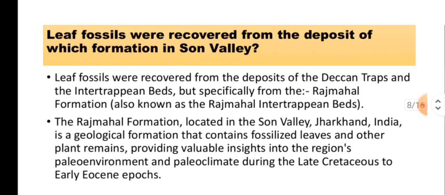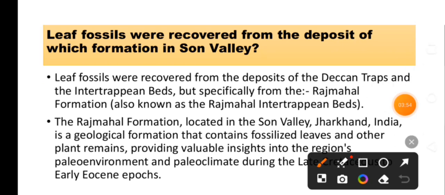Leaf fossils were recovered from the deposit of which formation in Swan Valley? Leaf fossils were recovered from the deposits of the Deccan Traps and the Intertrappean beds, but specifically from the Rajmahal Formation. The Rajmahal Formation is located in the Swan Valley, Jharkhand, India. It is a geological formation that contains fossilized leaves and other plant remains. Okay. Next.